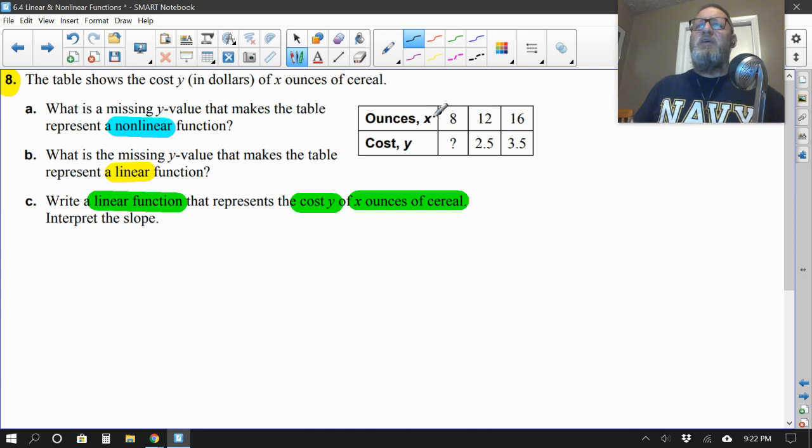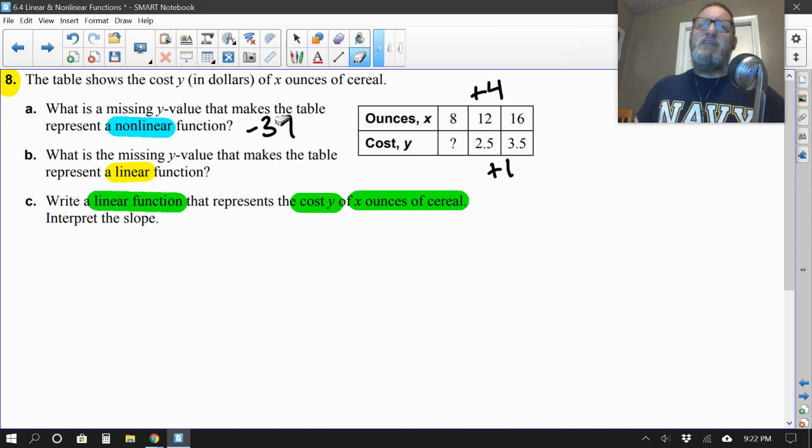So let me see here. These are increasing by 4. From here to here increases by 1. So whatever number I put here, as long as it's not just 1 less than 2.5, we're okay. So I could put anything I want here. How about negative 37? Well, you know what? Let's not make it negative because we're talking about cereal. But let's make it positive 37.